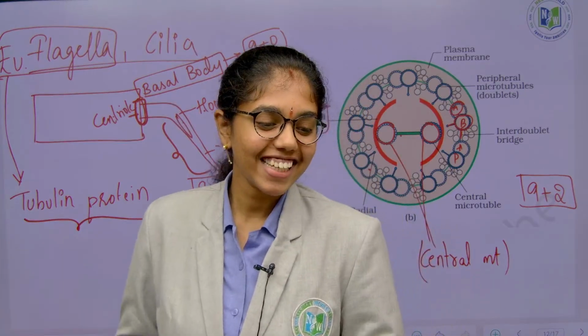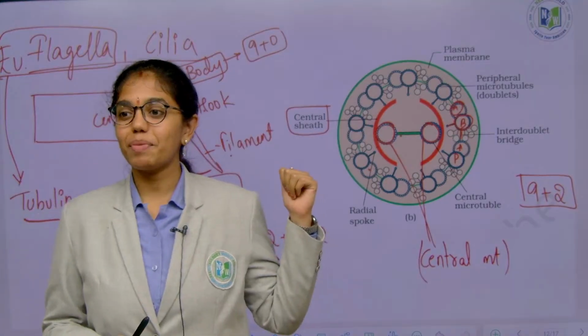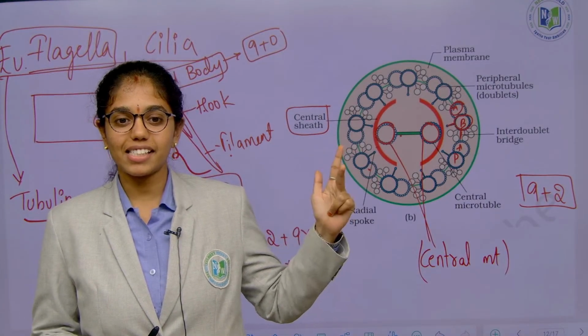This is the last class. Till here, everything is clear, no? Endomembrane system, cilia, flagella and centriole. Done. Thank you.